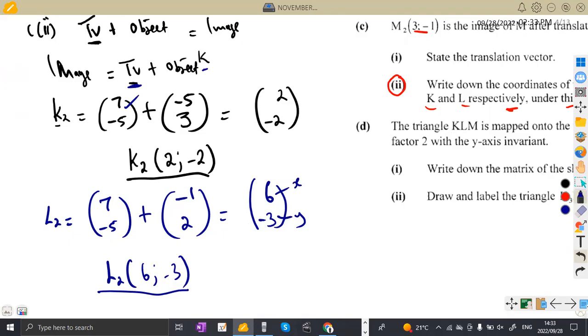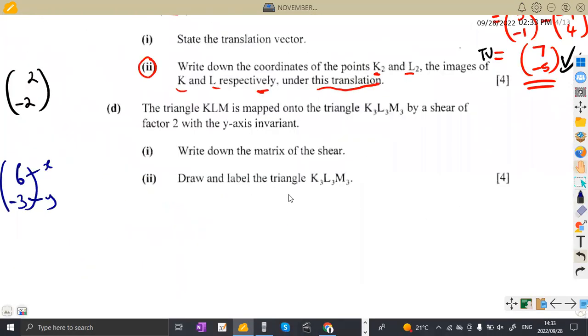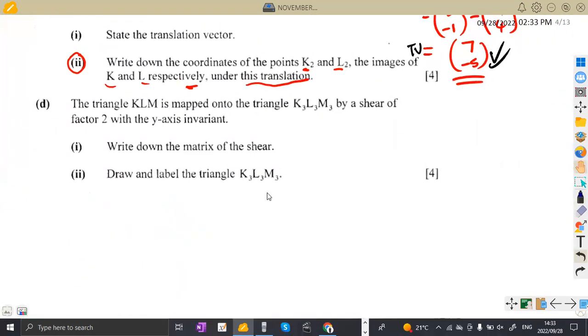All right, then D. Triangle KLM, which is that object that we have before, is now mapped onto another triangle, which is called K3, L3, M3 by a shear. Take note, this is a shear of factor 2 with y-axis invariant. Write down the matrix for shear.